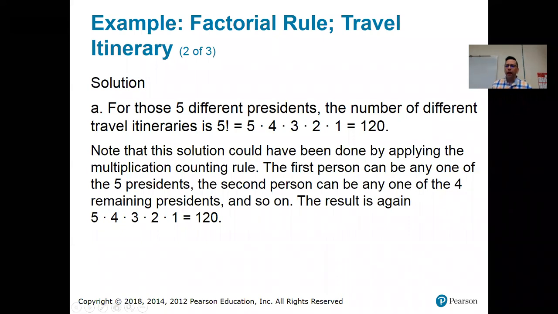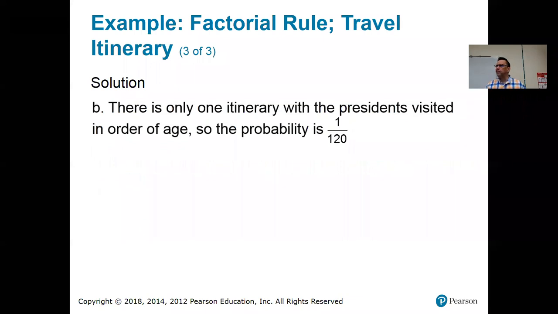There was a second question. The second question said something like, if you pick a random itinerary, what's the probability that it's the one that has you visiting the presidents in order from youngest to oldest or something? So that's kind of similar to the first probability question they asked about guessing the PIN number. There's only going to be one itinerary that is in that specific order, visiting the presidents from youngest to oldest. So the probability of picking that itinerary would be 1 over 120.